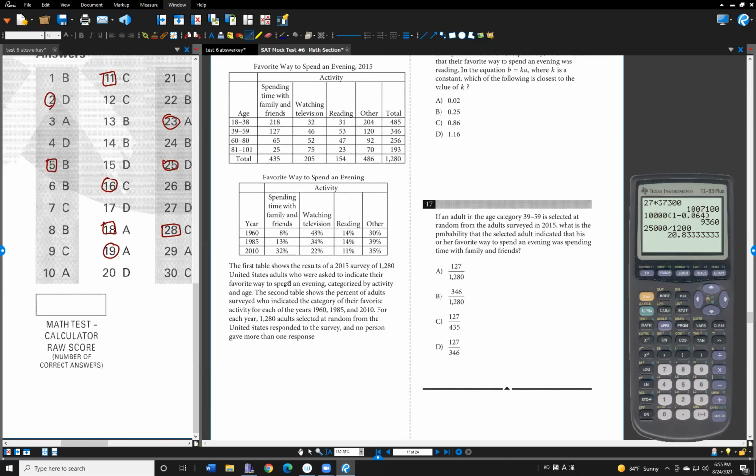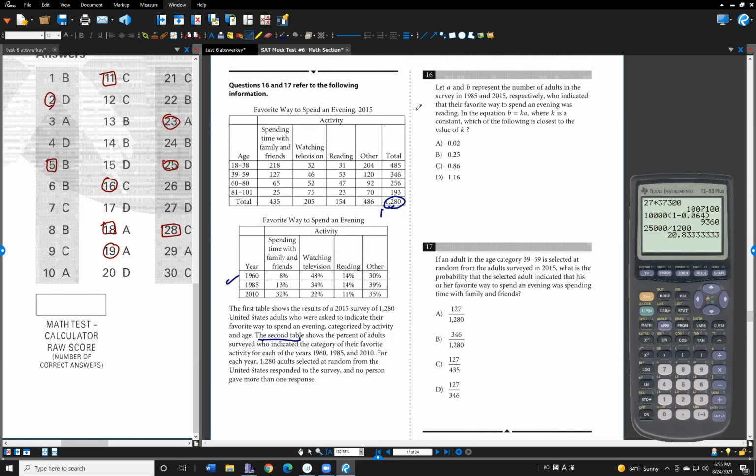The next one is the first table we did, 2015. Total is 1280 United States adults, the sample space. The second table is 1960, 1985, for 3 years. For each year, 1280 adults selected at random from the United States responded to the survey, and no person gave more than 1 response. Okay, they are separate. Anyway, this is 30%, 39%, 35%, something like that.